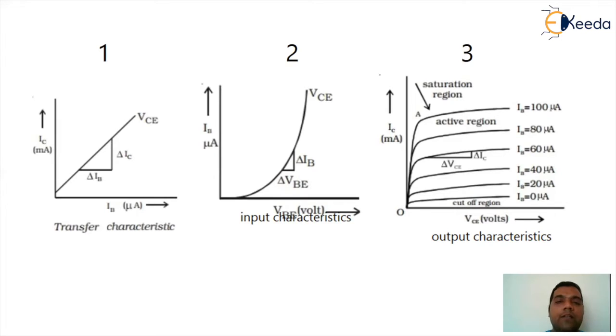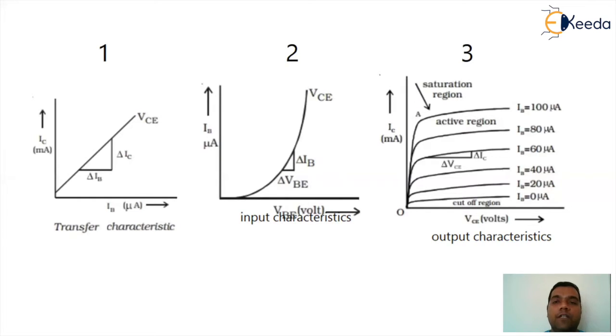And when you see the common emitter input characteristics, these characteristics again resemble the characteristics of a normal PN junction behavior under forward bias. So you will find as VBE increases, IB will increase.